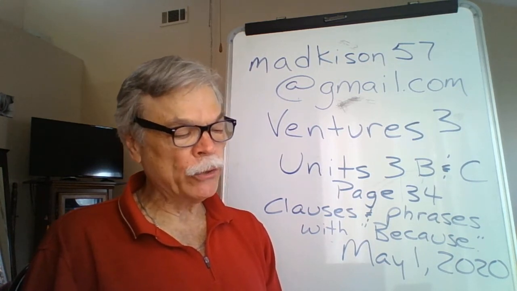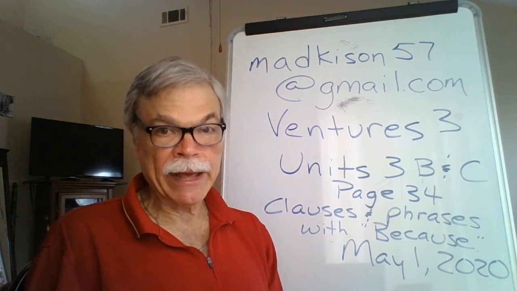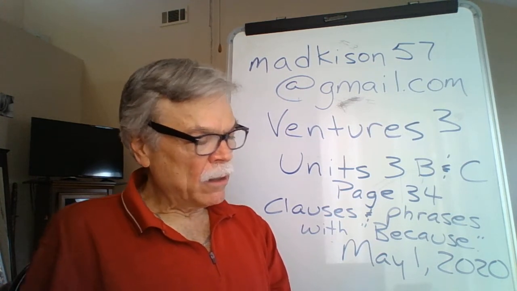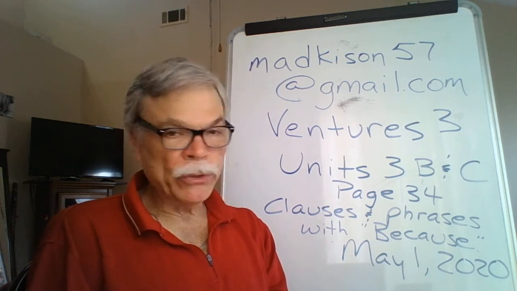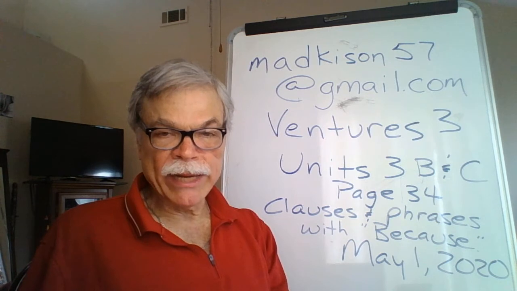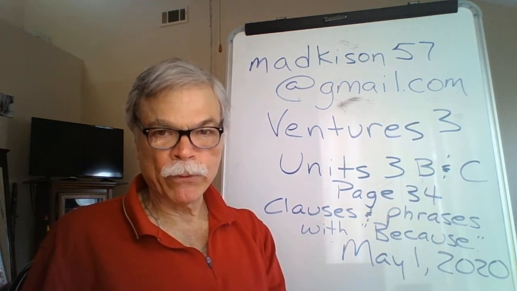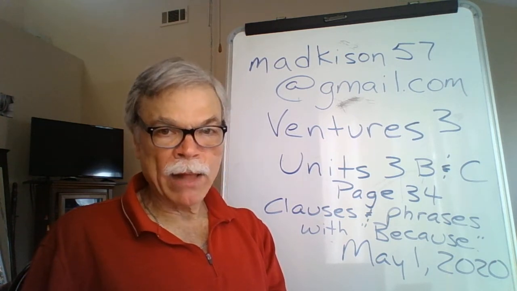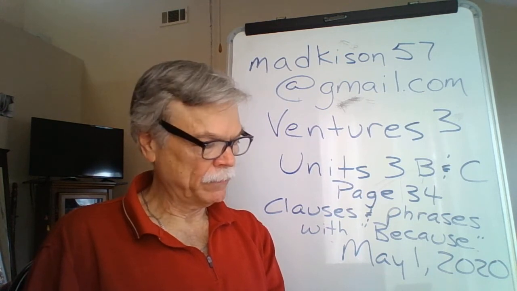It says, why couldn't you make the cake? Because I didn't have any eggs. Now notice, the question asks about a problem, and when you use the word because, what follows is the reason you had the problem. It's the reason or the explanation for the problem, okay? So just remember that what follows because is an explanation or a reason.